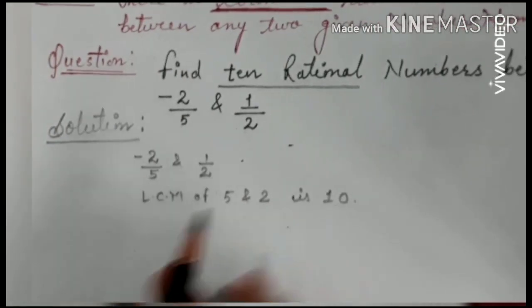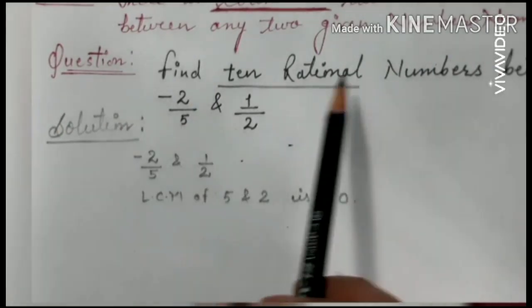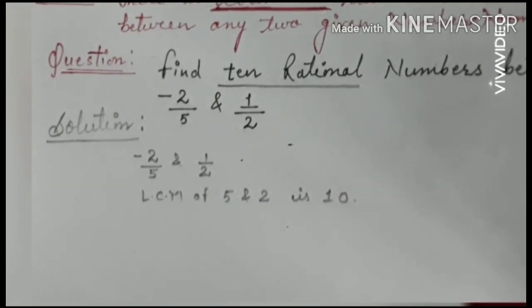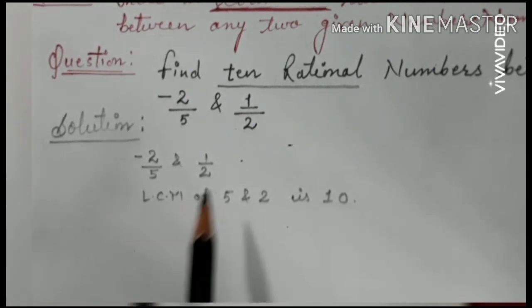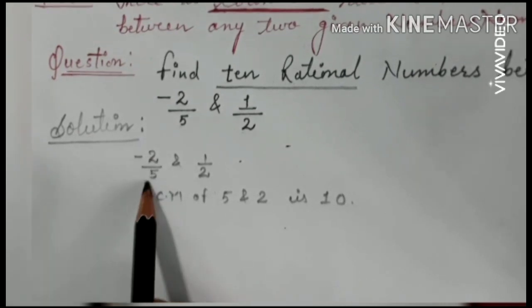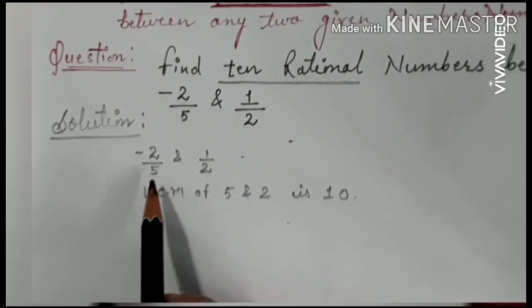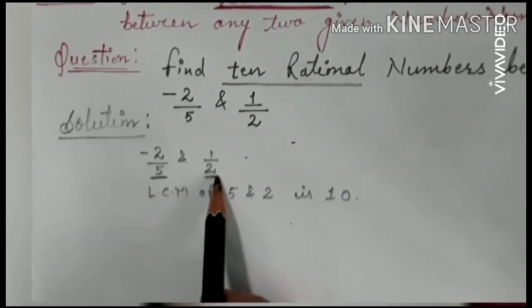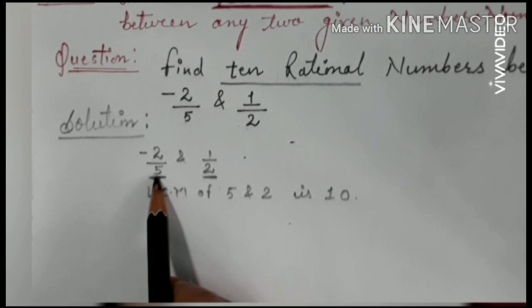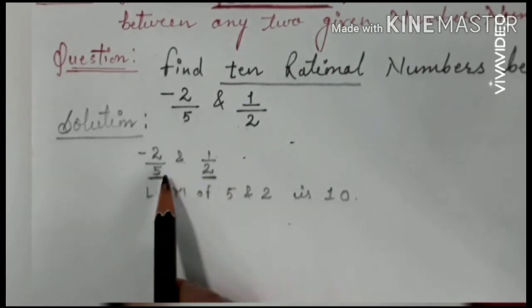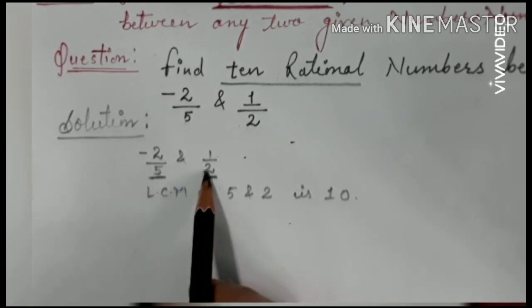So we take one question here: find ten rational numbers between -2 upon 5 and 1 upon 2. So our solution is, here the first rational number is -2 upon 5 and the second is 1 upon 2. The first thing we have to do is make their denominators the same. In the first the denominator is 5 and in the second it is 2.